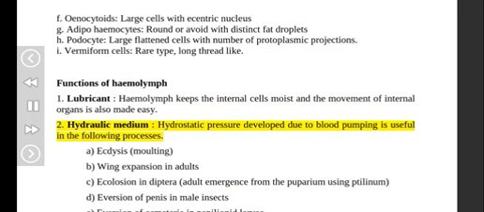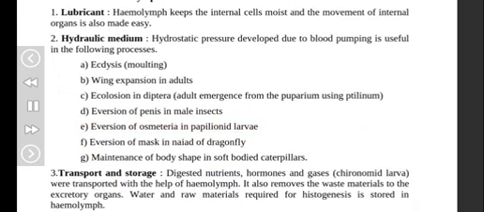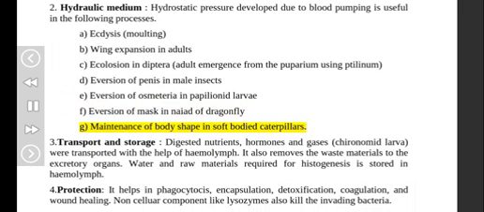2. Hydraulic medium. Hydrostatic pressure developed due to blood pumping is useful in the following processes. A. Ecdysis, molting. B. Wing expansion in adults. C. Eclosion in Diptera, adult emergence from the puparium using the ptilinum. D. Eversion of the penis in male insects. E. Eversion of osmeteria in papilionid larvae. F. Eversion of the mask in the naiad of dragonfly. G. Maintenance of body shape in soft-bodied caterpillars.